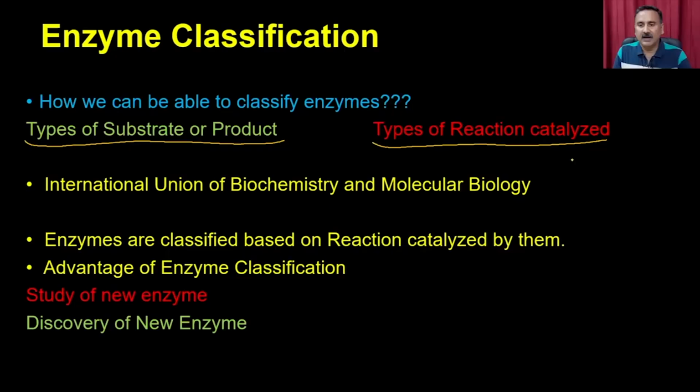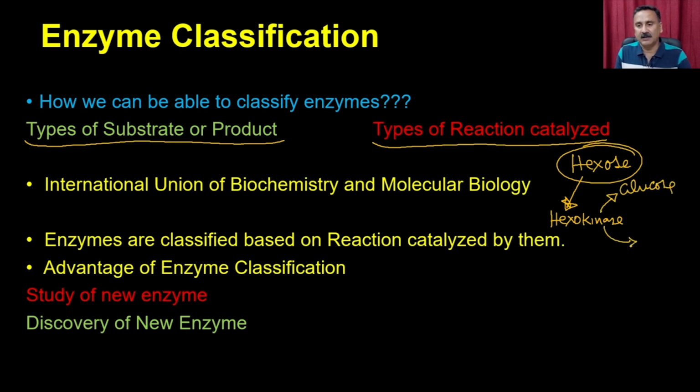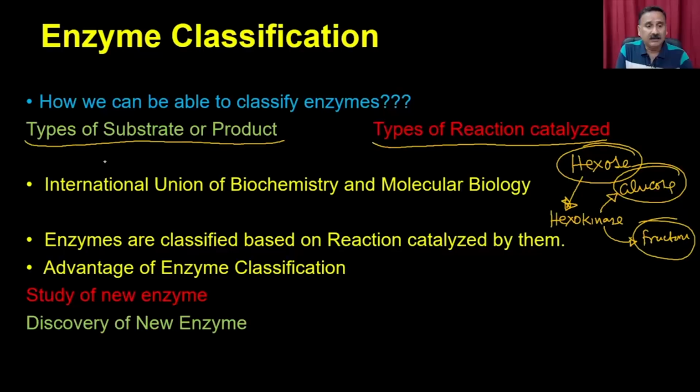For example, you have the hexose, right? So this is a hexose sugar, and this can be accepted by the enzyme which is called hexokinase. So hexokinase is accepting the glucose, and hexokinase is also accepting the fructose. So how can you classify these kinds of enzymes which are taking up different types of substrates? That's why classifying the enzyme based on the substrate is not possible, because the substrate can be changed for a single enzyme.